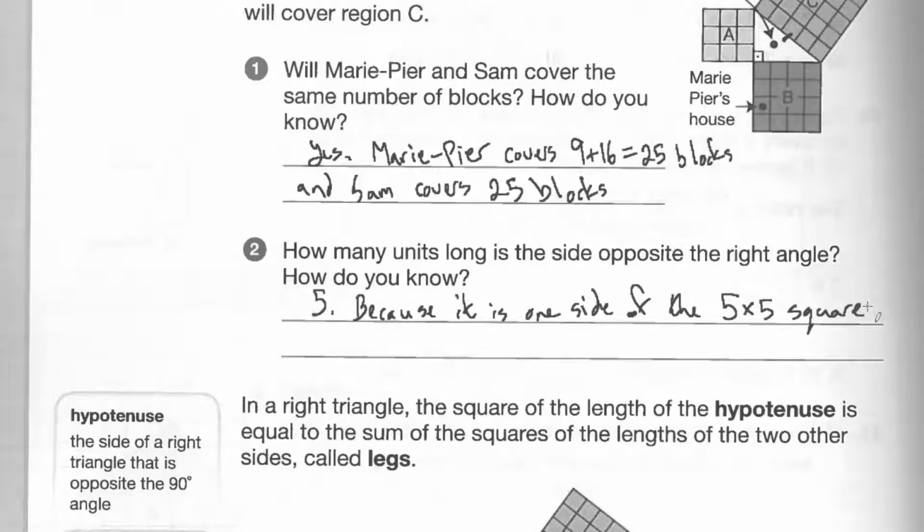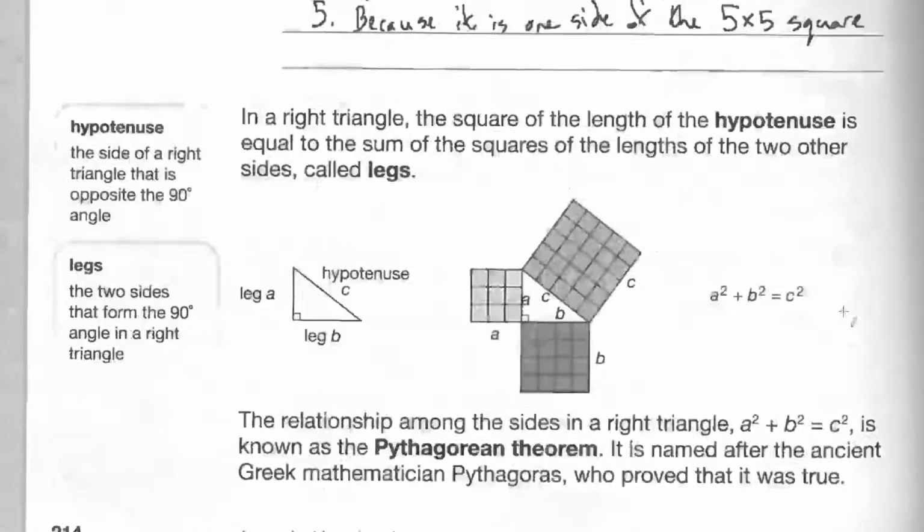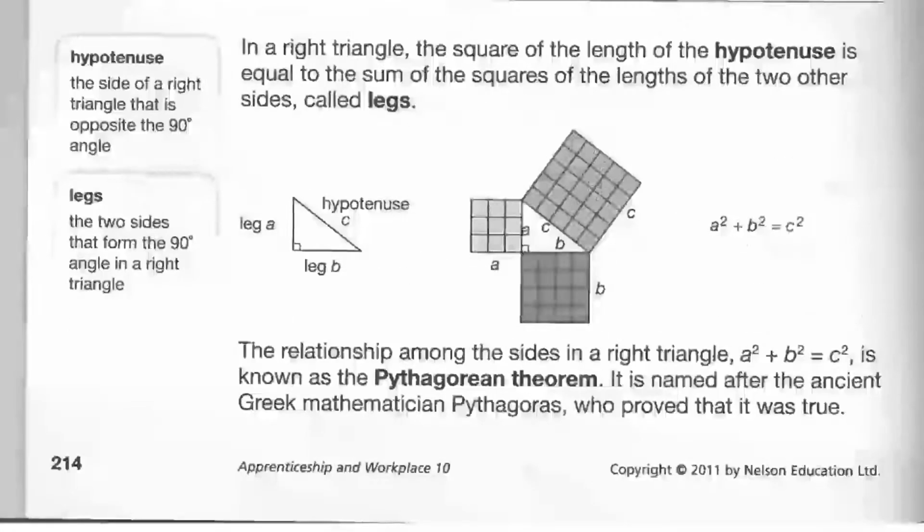In a right triangle, the square of the length of the hypotenuse is equal to the sum of the squares of the lengths of the two outer sides called legs. So, the hypotenuse is the side of a right triangle that's opposite our 90-degree angle, or our square angle, so that's side C. Always going to be side C in the ways that we do it. And then side A and B are called the legs. So we have leg A and leg B. So the length of C is equal to the square root of A squared plus B squared.